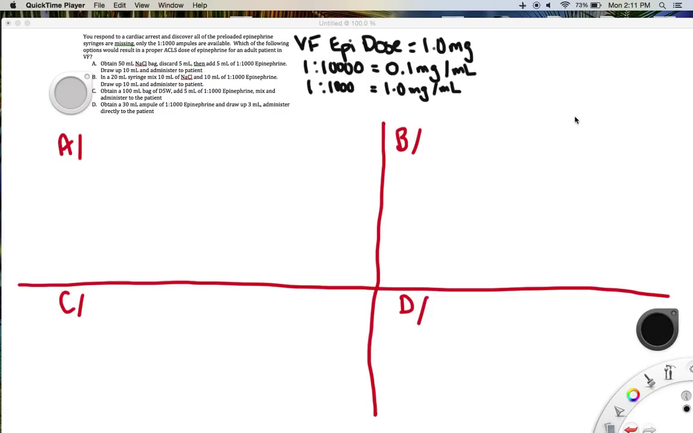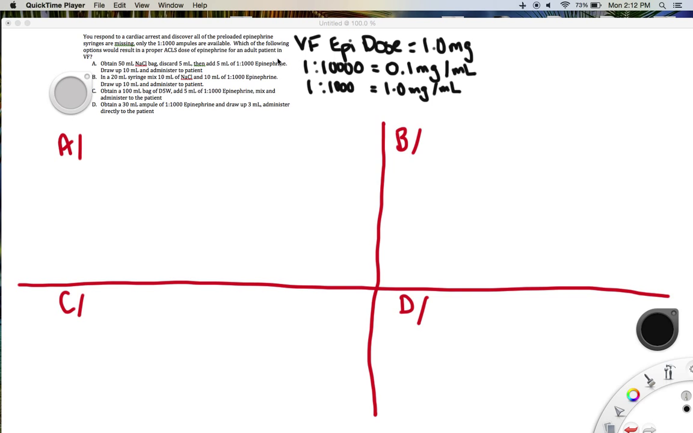All right, first piece of information you need to know is what is the dose of epinephrine for an adult patient in VF? So the dose is 1 milligram, okay? A patient that's in VTAC, pulseless VTAC, or VF, they're going to get 1 milligram of epinephrine. Most preloads come in the concentration of 1 in 10,000. 1 in 10,000 is the same thing as saying 0.1 milligram per mil.